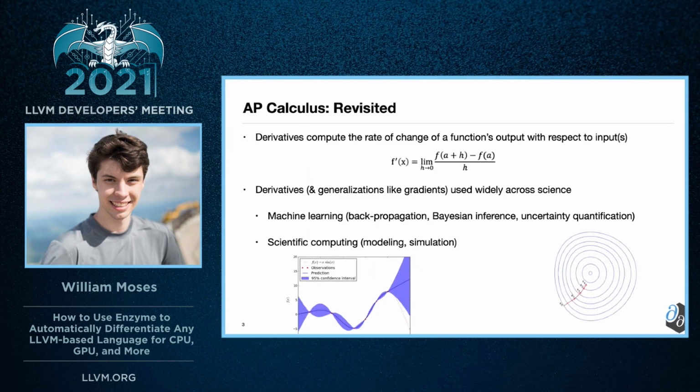So to begin, what Enzyme does is it computes derivatives. And as you might remember from your most favorite class in high school or college, derivatives are used to compute the rate of change of a function's output with respect to a given input. Derivatives, and thus their generalizations like gradients, Jacobians, Hessians, and so on, are widely used across science. In machine learning, this is most common in terms of backpropagation for neural networks, as well as Bayesian inference, among others. In the scientific computing community, if you've ever seen a physics equation with some derivatives inside it, that's directly used right there, but it's also used within modeling and other types of simulation.